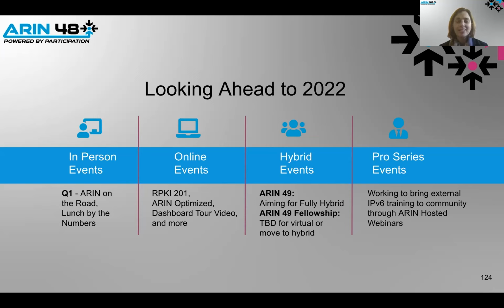So we're looking forward to getting back to delivering some of this content to folks in person and having those conversations that, as much as we try, you can't quite replicate in the virtual space. That said, we will still be growing our online events. Brad and the team are already hard at work on a RPKI 201, which hopefully will debut in the first quarter next year. That's the plan. As I said, we're going to be looking at how to freshen ARIN Optimized as we carry it forward for our new customers. And one of the things that's long been on our list, and we actually have had a couple of attendees at events bring it up at this point, is that they've said that a dashboard tour for ARIN Online would be really helpful to them.